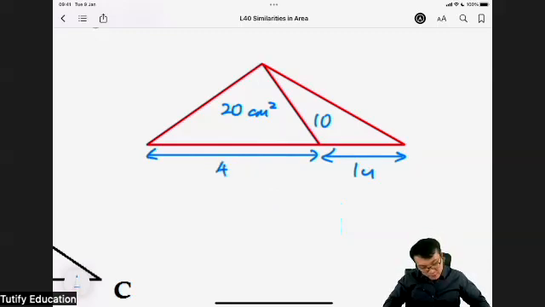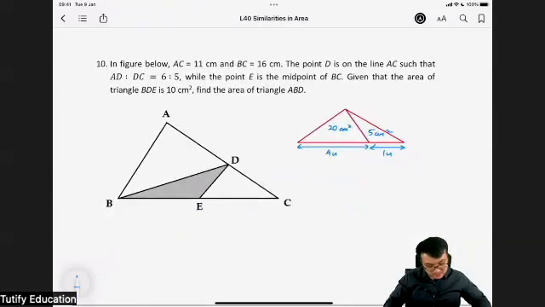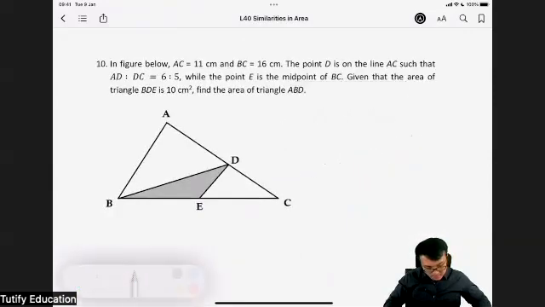Now, what if I change this to 4 units here? Then can you tell me what is the area here now? 20 divided by 4. Then what is the answer? 5. Correct. Well done. So now you understand this. So now let's look at the question.